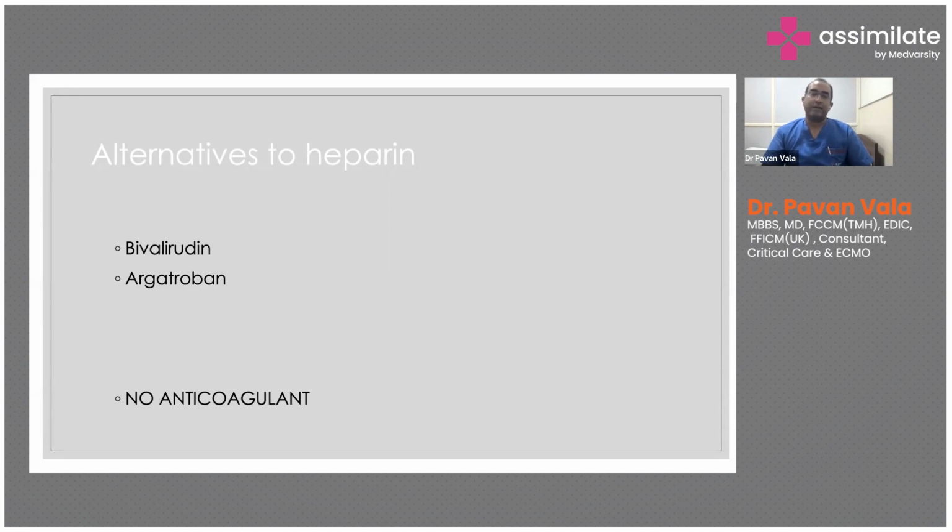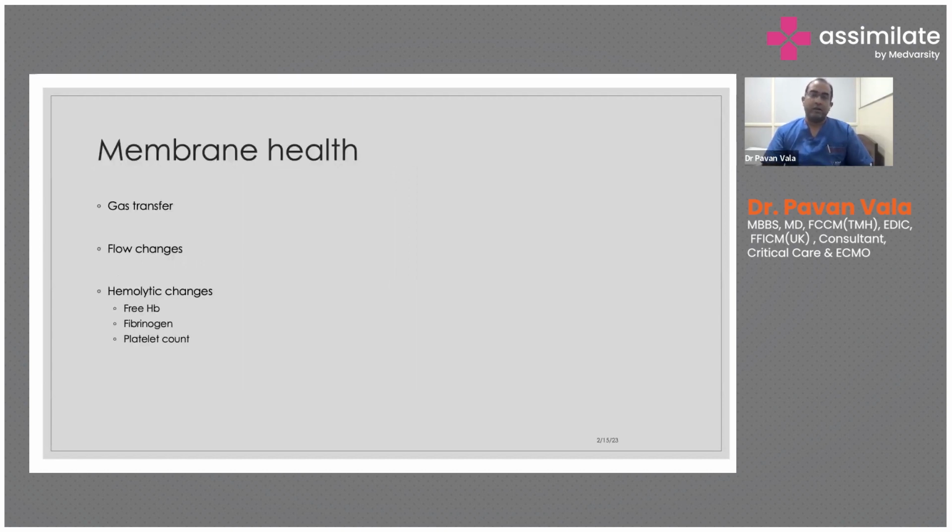In the newer circuits that we use, they are all heparin and albumin coated. So the incidence of clotting comes down, but you need adequate blood flow to make sure that there are no clots forming in the circuit. From a machine point of view, we have to look at the membrane health all the time. We need to look at whether the gas transfer is happening adequately or not. This is done by regular blood gases, pre and post membrane blood gases, to look at how the oxygen transfer is happening. And we've already talked about flow changes and pressure changes as the membrane clots off.